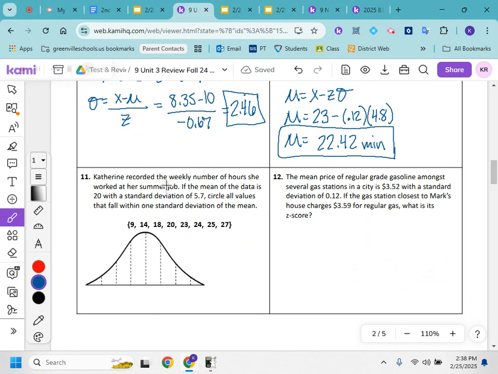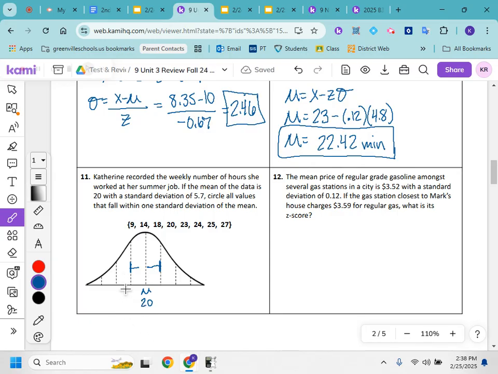Number 11, Catherine recorded the weekly number of hours she worked in the summer. So this is how many hours she's worked each day of the summer. If the mean of the data is 20, remember the mean goes in the middle of your standard curve, and the standard deviation is 5.7, circle all the values that fall within one standard deviation of the mean. So one standard deviation is above or below. So we're looking to see what it fell between.